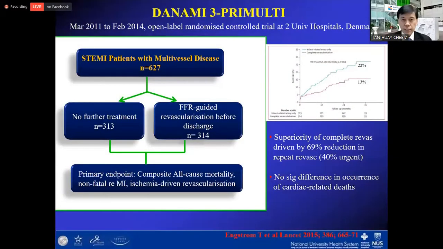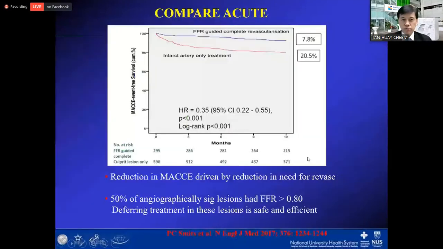I want to highlight this particular trial called the DANAMI-3 PRIMULTI trial, because this trial actually was quite different from the rest. It uses FFR, which is the physiologic guidance, in determining whether a patient needs to go for a repeat revas or revascularization procedure. And the superiority of the complete revascularization in this trial was driven by a 70% reduction in repeat revascularization, not in the hard clinical endpoint, but just a reduction in revascularization.